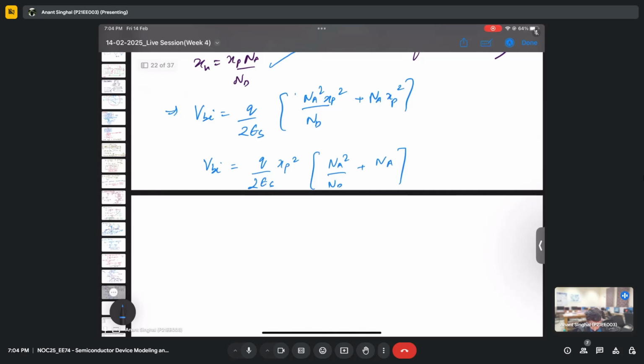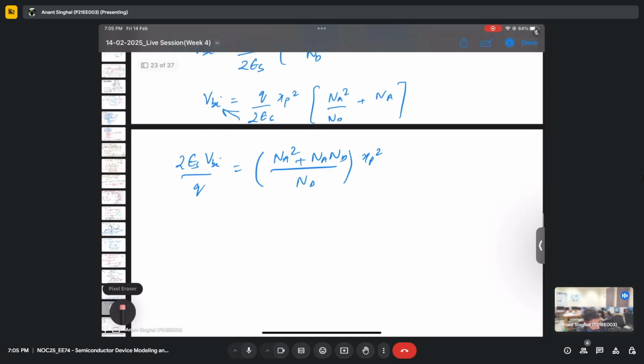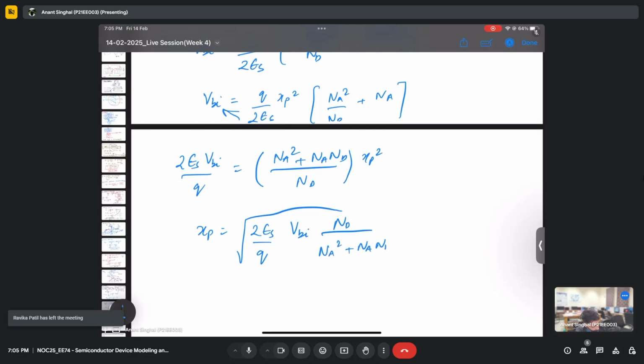I hope there is no mistake. So what I can write is 2 epsilon s VBI by q. So I've put it here and q has come below. It is nothing but Na squared plus Na Nd. I'm taking the LCM by Nd xp squared. So from this I'll write xp as under root 2 epsilon s by q VBI, and I can write this as Nd upon Na squared plus Na Nd.